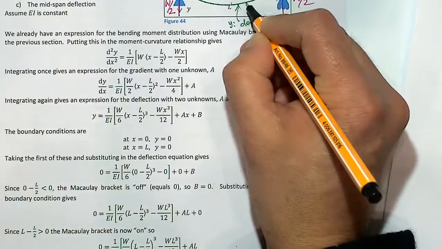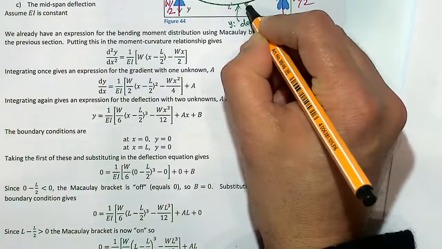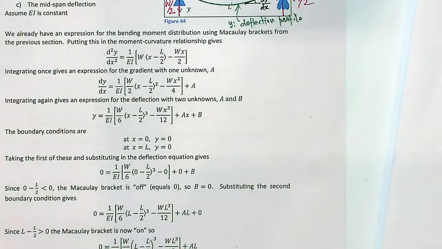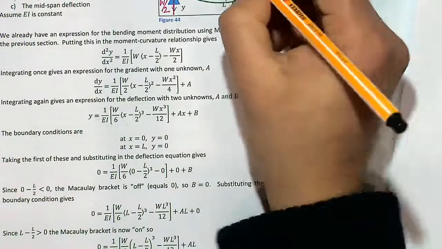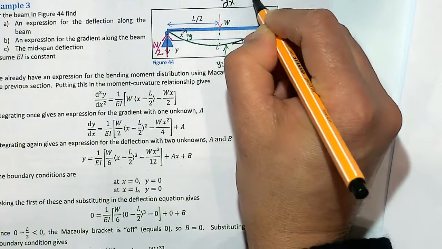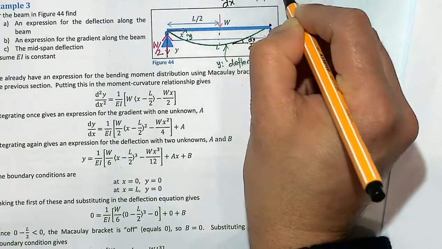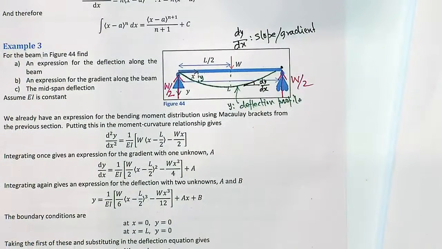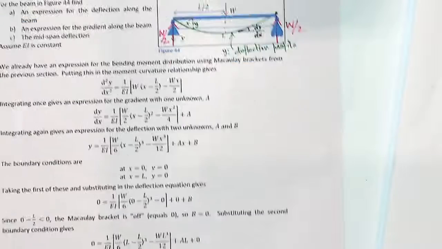So dy/dx is nothing but the slope, or gradient you can call it, the gradient of the deflected profile. So dy/dx is the slope or the gradient.